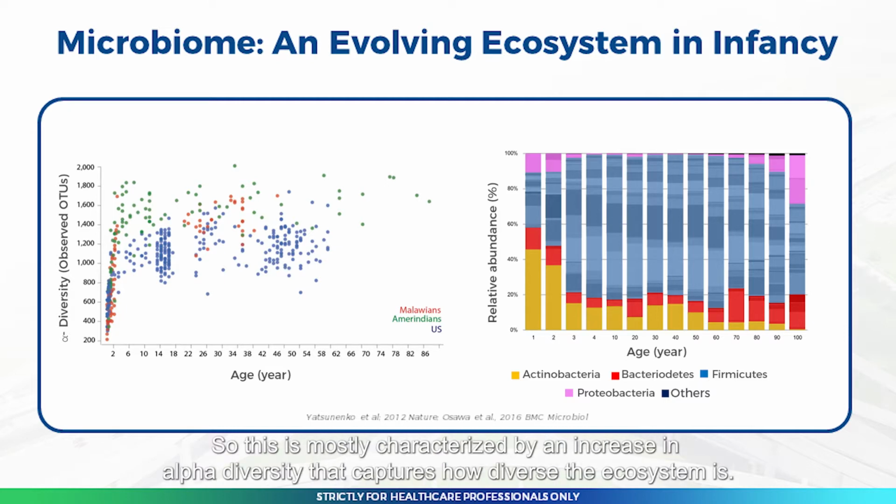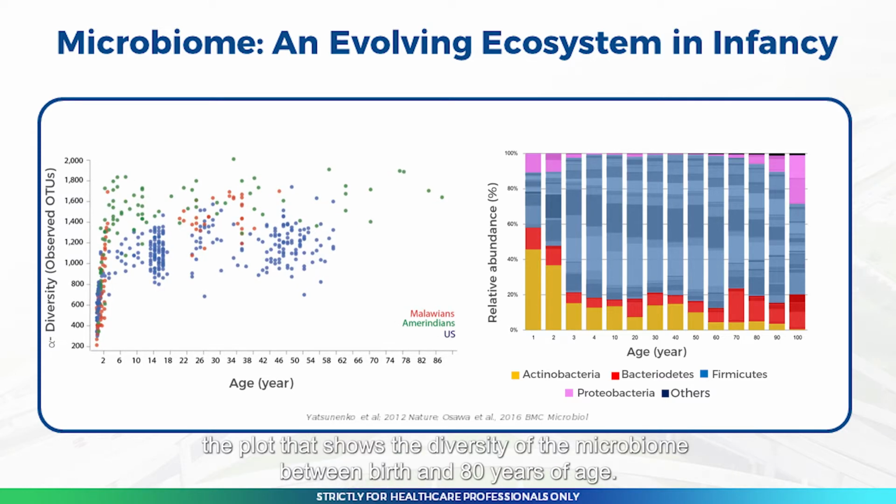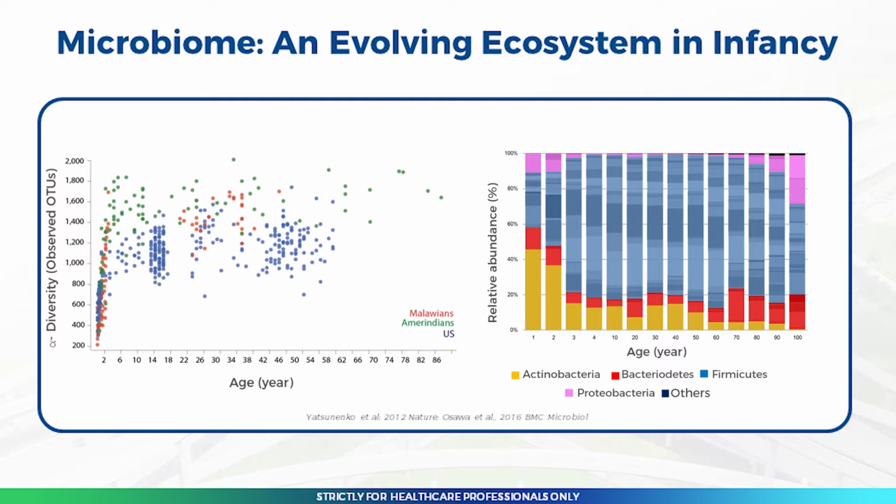This is mostly characterized by an increase in alpha diversity, which captures how diverse the ecosystem is. You can see on the left-hand side of the slide a plot that shows the diversity of the microbiome between birth and 80 years of age. You can see this sharp and rapid increase of diversity earlier on in life that then stabilizes to remain at a certain level throughout life.